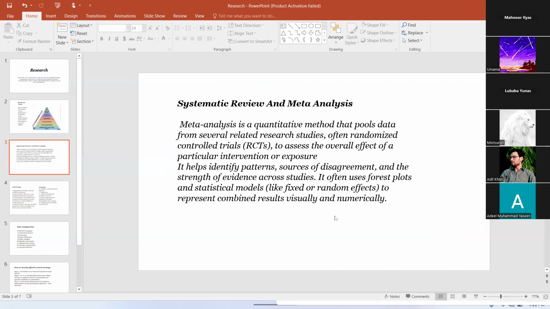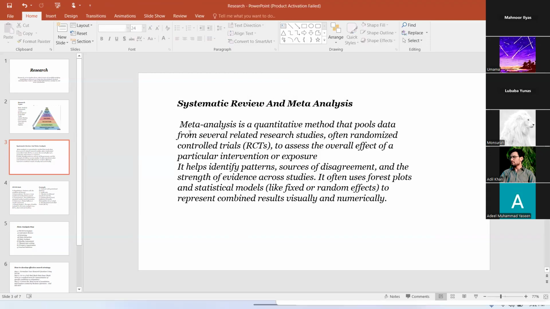For example, if I'm doing a meta-analysis on metformin in type 2 diabetes patients, I'll be compiling all the studies according to my choice. If I'm doing a meta-analysis on RCTs, I'll be compiling all the randomized control trials, then I'll do the meta-analysis on those trials, and then I'll see what the final results from those RCTs are. I'll analyze the results of those RCTs. So this is the main function of systematic reviews and meta-analysis.